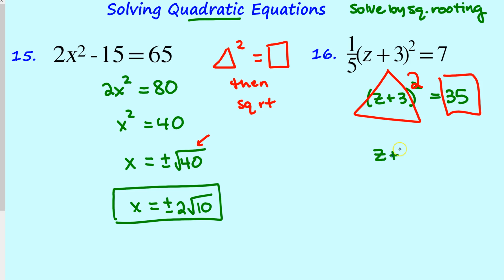When you square root the left, it undoes the squaring, so you have z plus 3. When you square root the right, you have plus or minus square root 35. And then to get z by itself, we subtract 3 from both sides. So z equals negative 3 plus or minus square root 35.